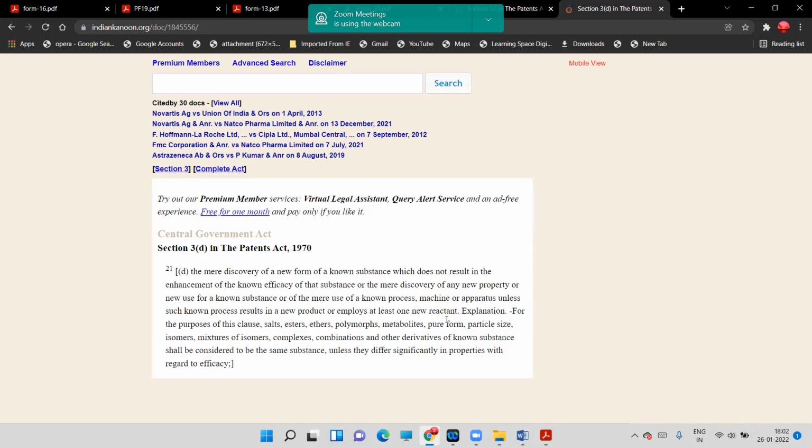ठीक है, अभी यहाँ पे दिया है explanation: for the purpose of this clause, salts, esters or ethers, polymorphs, metabolites, pure form, particle size, isomers, mixture of isomers, complexes, combinations and other derivatives of known substance shall be considered to be the same substance unless they differ significantly in properties with regard to efficacy.